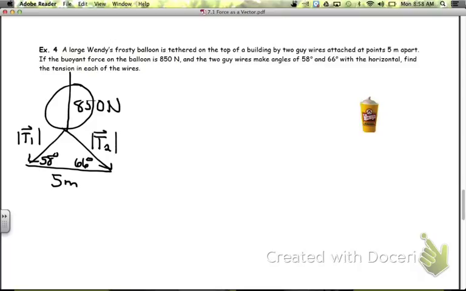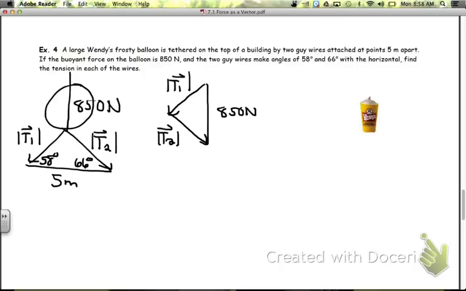So we need to look at this and rearrange our actual wires to form a triangle. What you're always trying to do is form triangles, using our different laws and properties of trig. So I know that I can move up my tension 1 here. This here is our 850 newtons. If I move my tension 1 up here, this is my tension 1 force, and my tension 2, remember when we're adding vectors, it needs to be tail to tip. So here's going to be my tension 2.